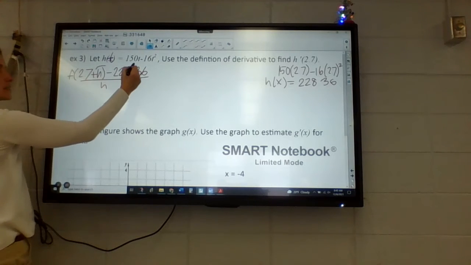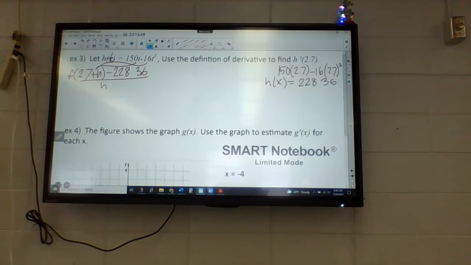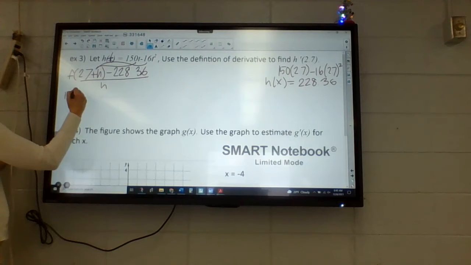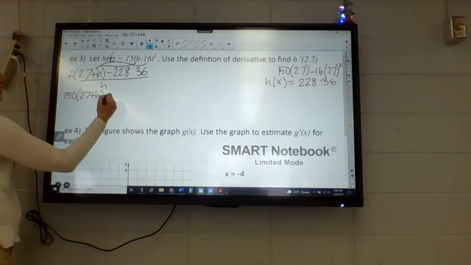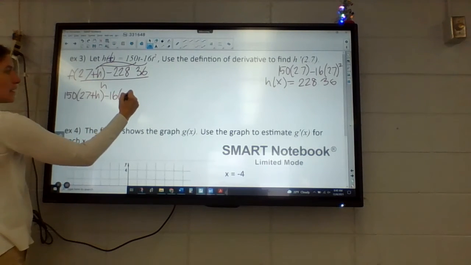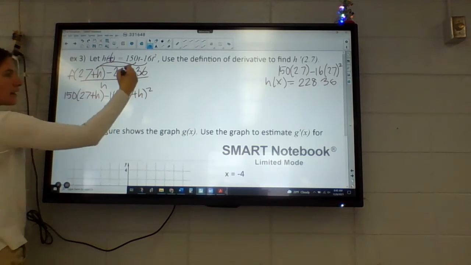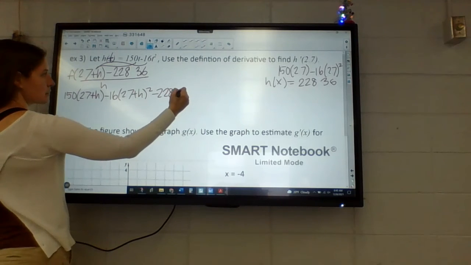So I'm going to put this in for both of those. And again, if foiling off to the side is helpful, you might want to do that. So I have to do this 150 times 2.7 plus h, and then minus 16 times 2.7 plus h squared. And then I can't forget about subtracting the f of x.